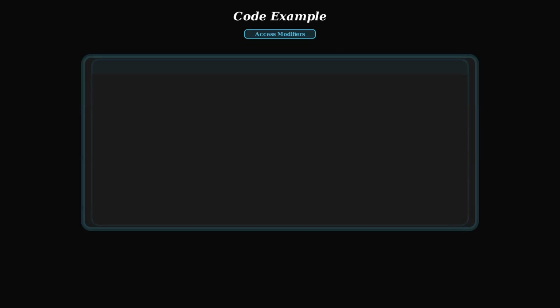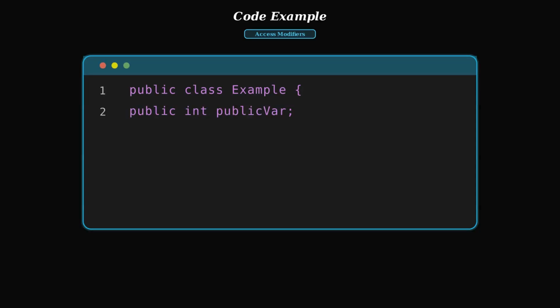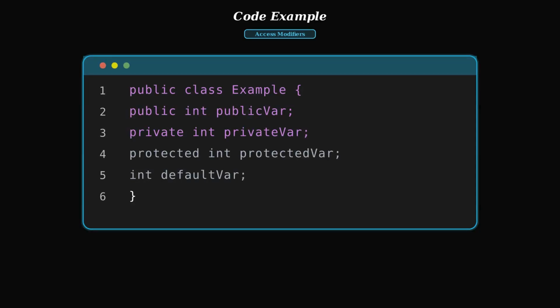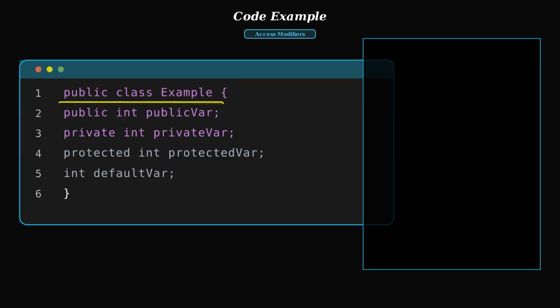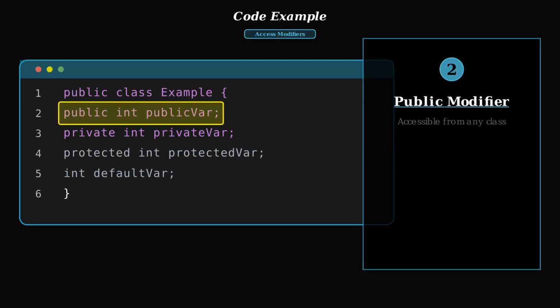Let's see how to implement access modifiers in code. Here is the implementation. Class declaration. Public class accessible anywhere. Public modifier. Accessible from any class.